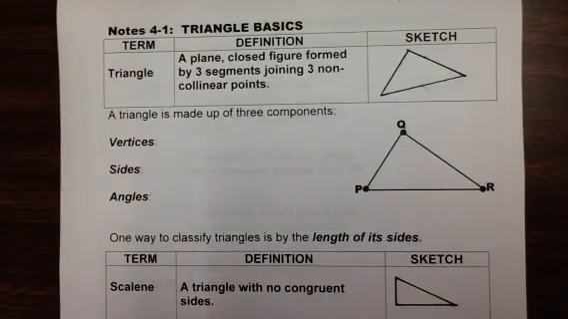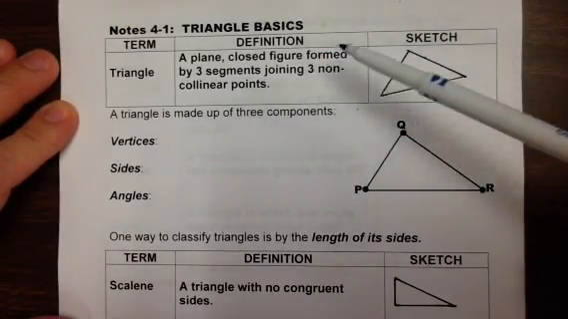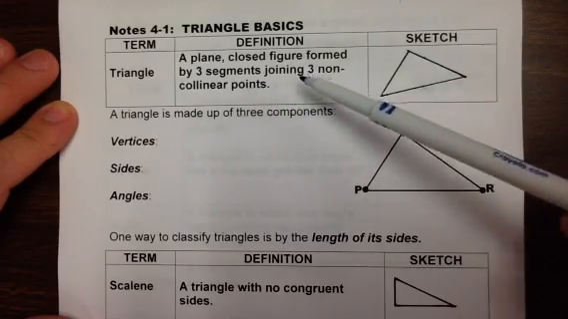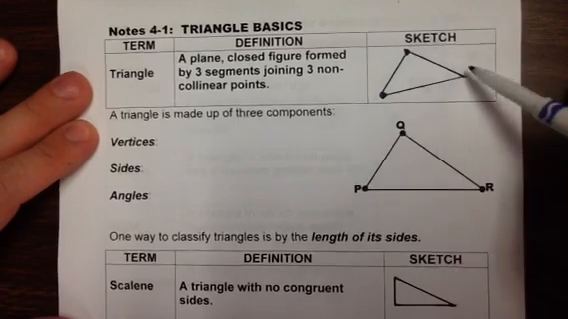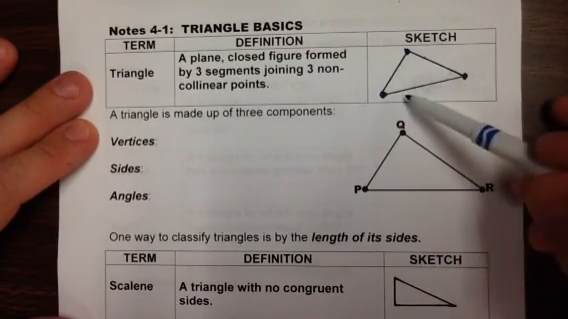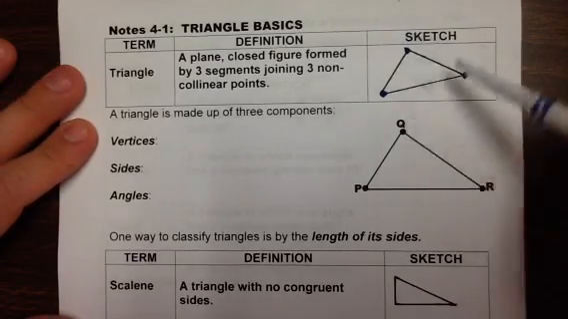Today we will be talking about triangle basics. To start off, we're talking a triangle. A triangle is a plane, closed figure formed by three segments joined by three non-collinear points. Got three non-collinear points, which gives me three segments, and the plane is enclosed. There are no gaps, no holes.